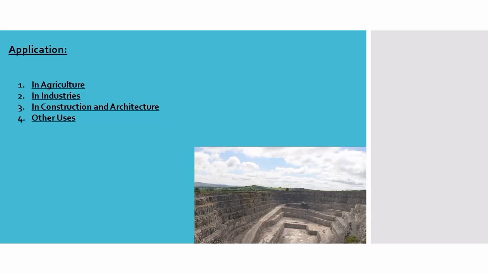There is a wide range of applications for limestone in areas of agriculture, industries, construction, architecture, and other uses. In the case of agriculture, the limestone is crushed into smaller particles and various grades are produced. These products are sold as agricultural lime, which is used to neutralize soil acidity as well as to free up soil minerals like phosphates.